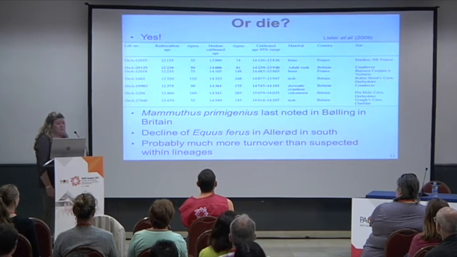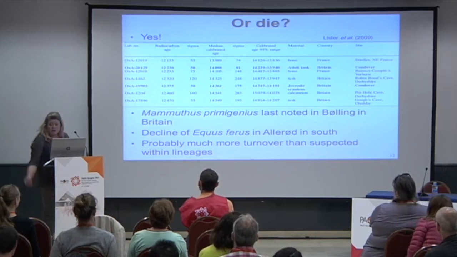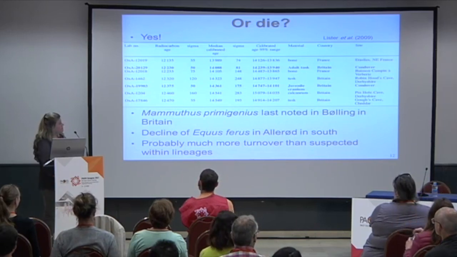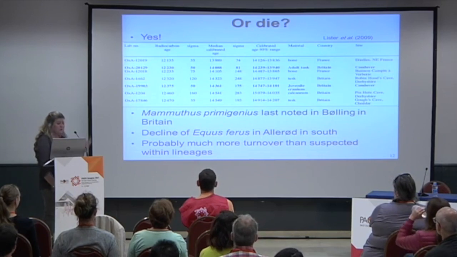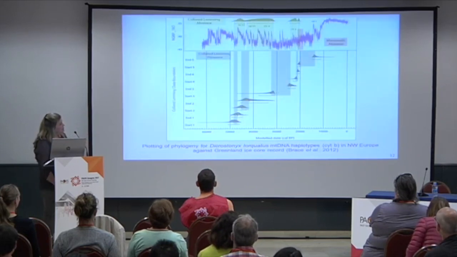Do they die? Yes, without doubt. So we saw that Mammuthus was last noted in the Bølling in Britain, obviously persists a little longer in Scandinavia. We see the decline of Equus during the Allerød. Is that a local extinction or are they moving? We don't know this at the moment. But there's probably a lot more cryptic turnover than we ever expected.